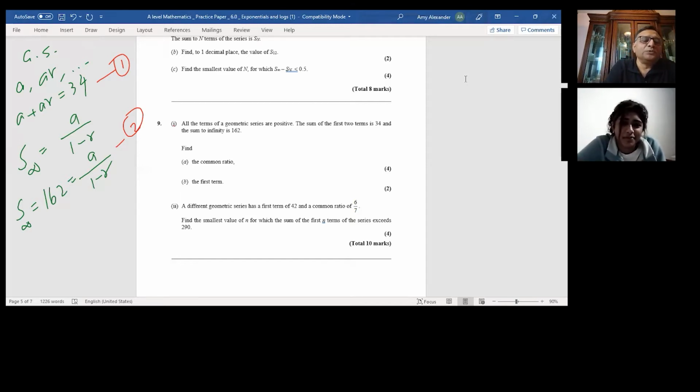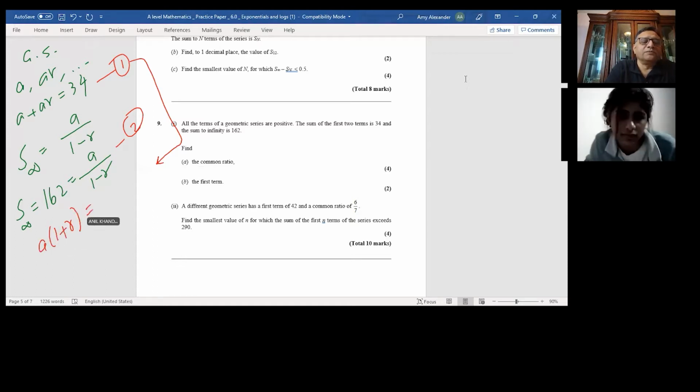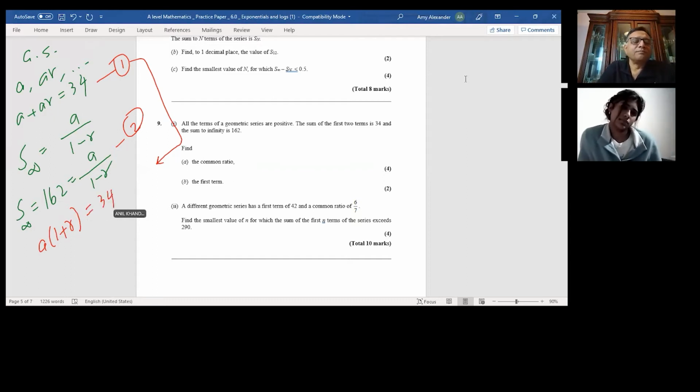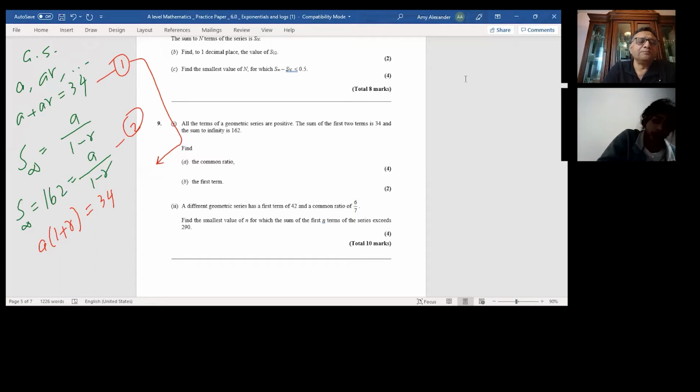Perfect. So you have to first find the common ratio. Let's look into the first equation. You can take A common, right? So you get A times 1 plus R equals 34, correct? And the second equation is 162 equals A over 1 minus R, correct? So you can substitute the value of A from any one of these equations into the other equation. Perfect. For example, this can lead to A equals 34 minus AR, or A equals 162 times 1 minus R.